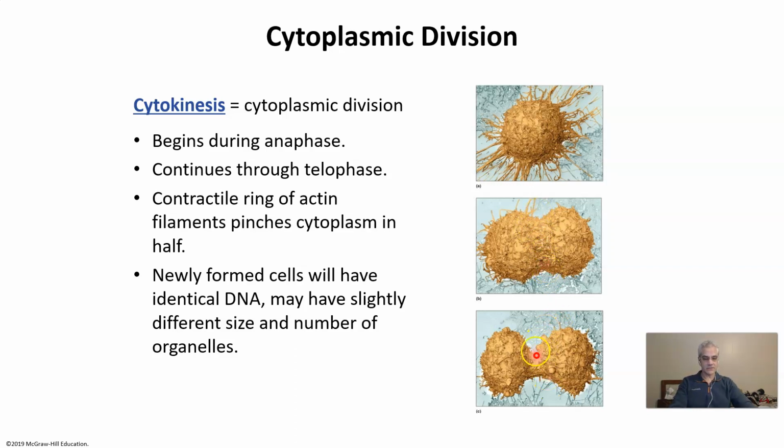And as this contractile ring, there's a protein called actin. We're going to talk about that when we get to muscle contraction. There's a protein here that will start to squeeze down and pinch off, in a sense, the two cells.